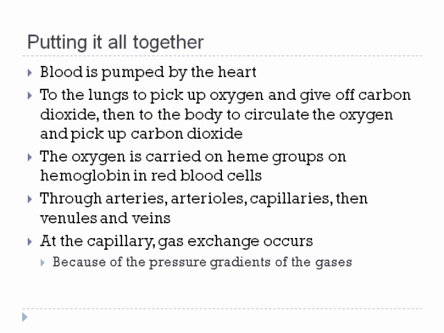So we started out by talking about how blood is pumped by the heart. It's pumped to the lungs to pick up oxygen and then to the body to circulate the oxygen. The oxygen is carried on heme groups on the hemoglobin in red blood cells. That's the function of red blood cells: to carry oxygen through arteries and arterioles to capillaries to exchange that gas, and then through venules and veins back to the heart, to be pumped to the lungs to exchange that gas again.